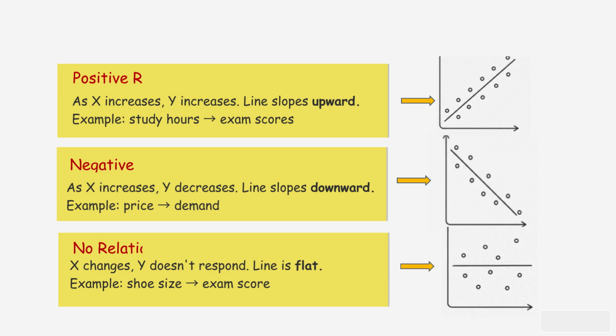No relationship. X changes, Y doesn't respond. Random scatter, flat line. Example, shoe size and exam score. Your shoe size tells us nothing about your marks. First question in any regression. Which direction? Up, down, or nowhere?